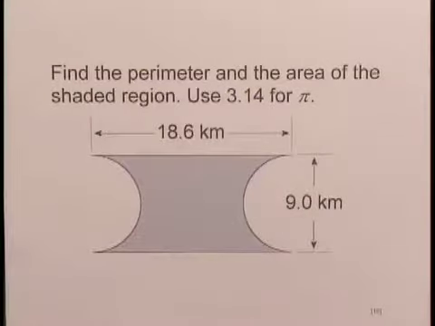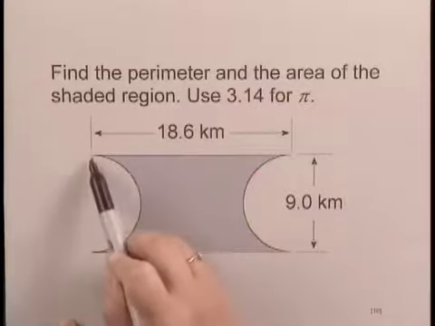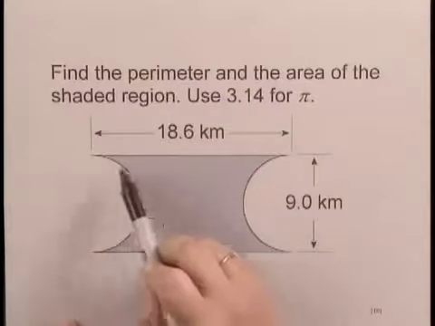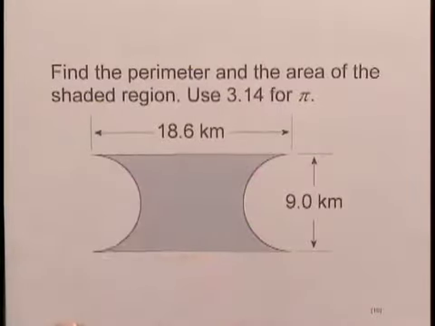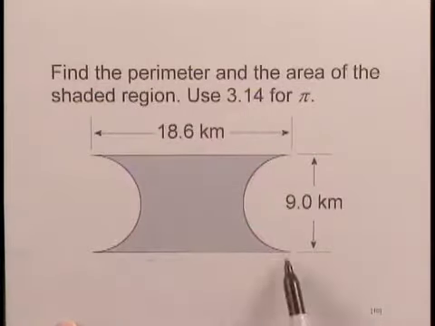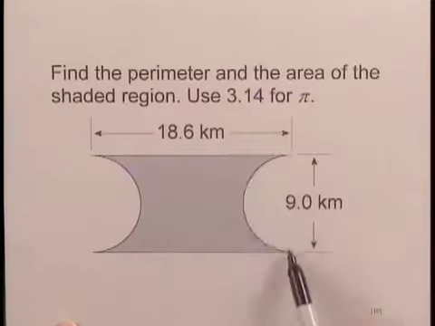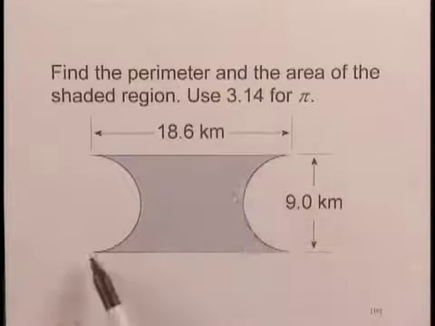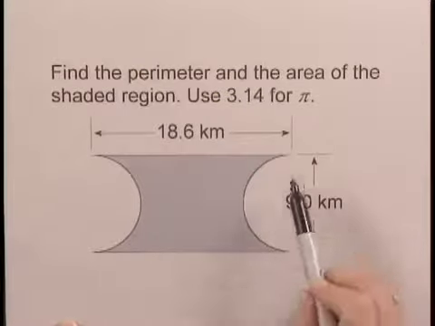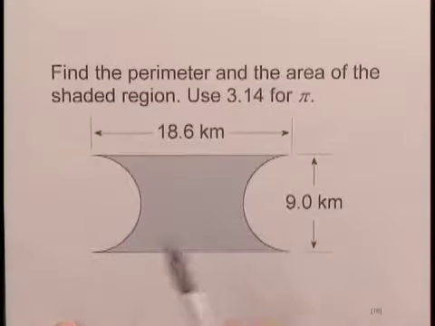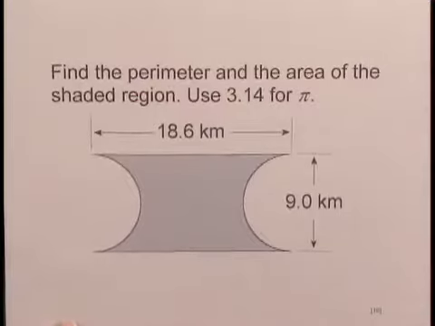So in order to find the perimeter, let's think of walking around the area of the shaded region here. We walk across here, through here, across here, and through here. The key to finding this perimeter is to notice that this length is given, and this length is the same length, and each of these curves is half a circle. So if we add 18.6 kilometers, 18.6 kilometers, and 2/2 of this circle circumference, which is a complete circle circumference, we would have the perimeter of this region.